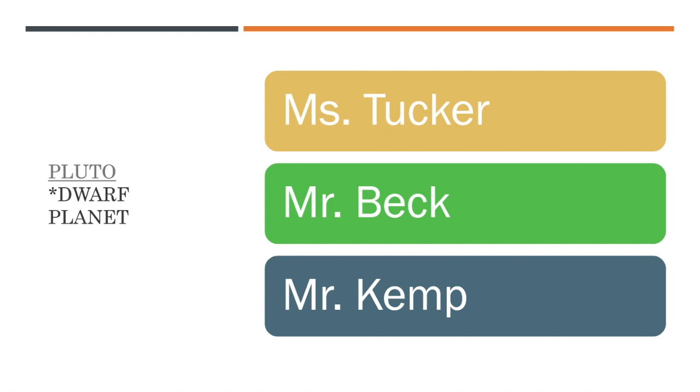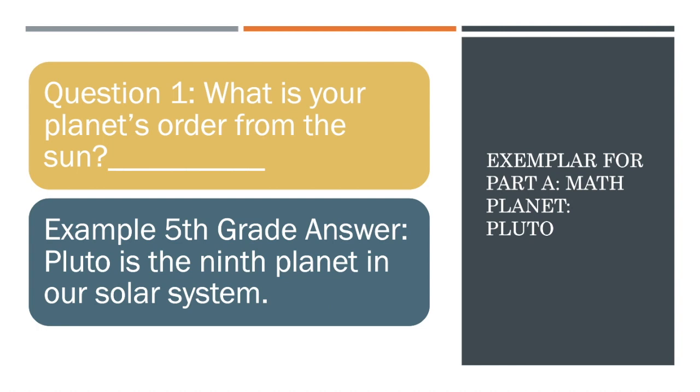Okay, so now you know your planet. Please make sure you keep watching this video because there's important information on how to answer the questions in Part A in it. So keep going. Question 1 in Part A on the checklist says, what is your planet's order from the sun? So I'm going to give you an example from Part A.